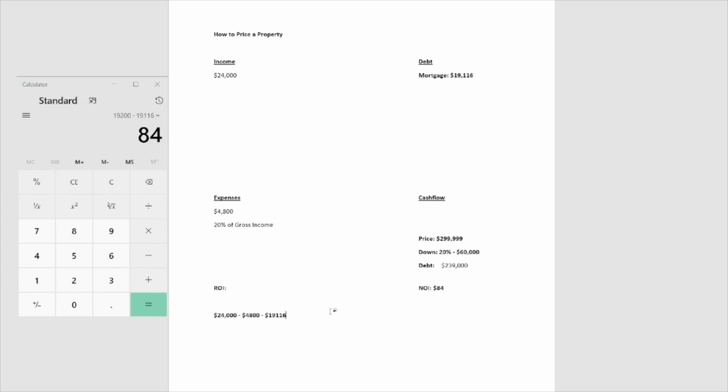So obviously, this is not going to be a big deal. And then if we want to find out what our return on investment is, we would do $84 divided by the $60,000 that we put down. And that means your net operating income is terrible. Like doing this deal would not even be worth it. And so try to find something, I would say, that your ROI is at least 13%, right?